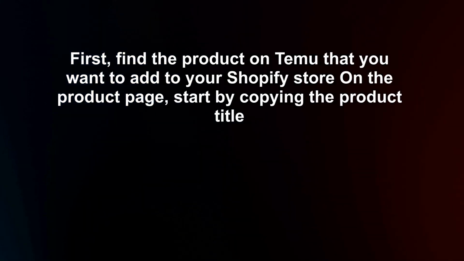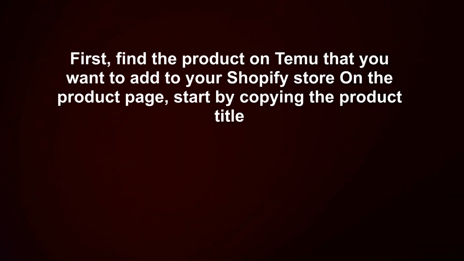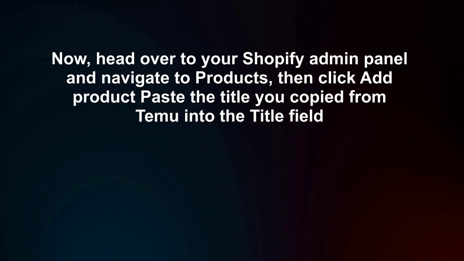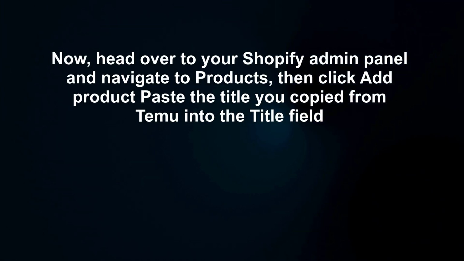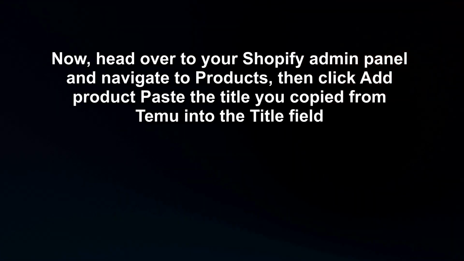First, find the product on Temu that you want to add to your Shopify store. On the product page, start by copying the product title. Now, head over to your Shopify admin panel and navigate to Products. Then click Add Product, paste the title you copied from Temu into the title field.